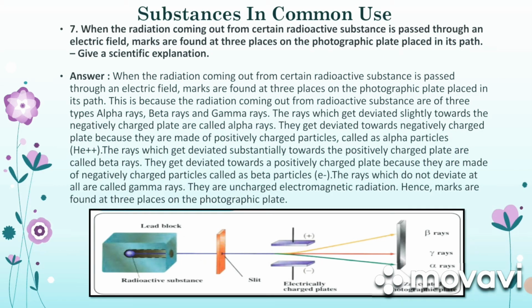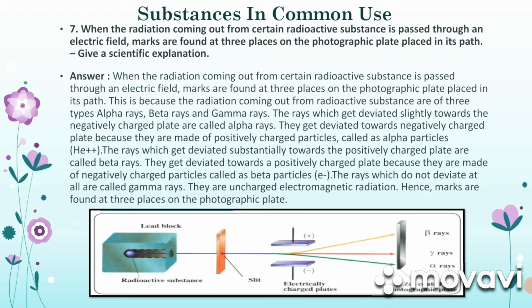Question 7. When the radiation coming out from certain radioactive substances is passed through an electric field, marks are found at three places on the photographic plate placed in its path. Give a scientific explanation. When the radiation coming out from certain radioactive substances is passed through an electric field, marks are found at three places on the photographic plate placed in its path.